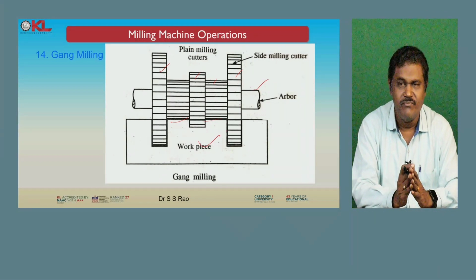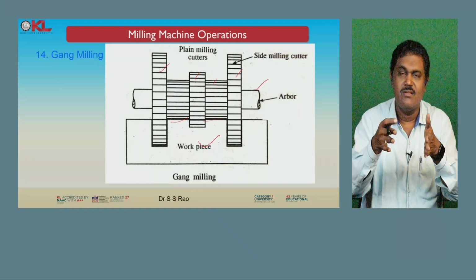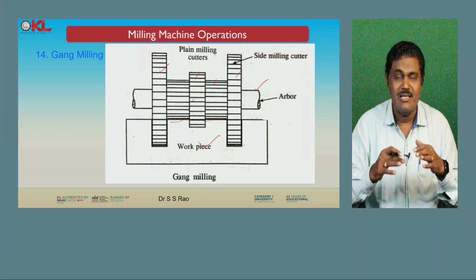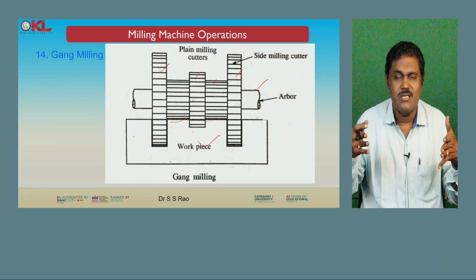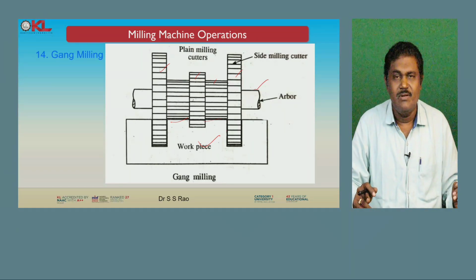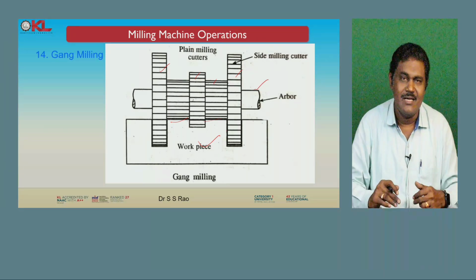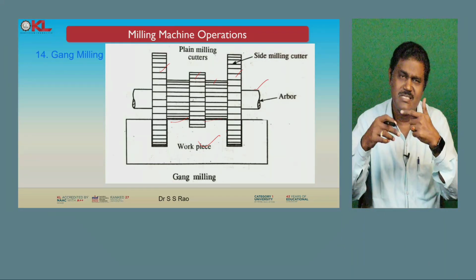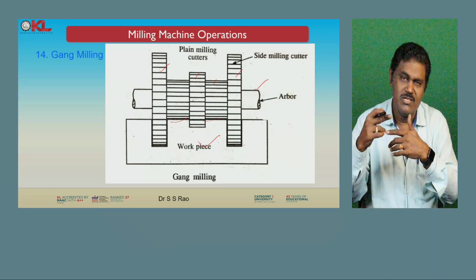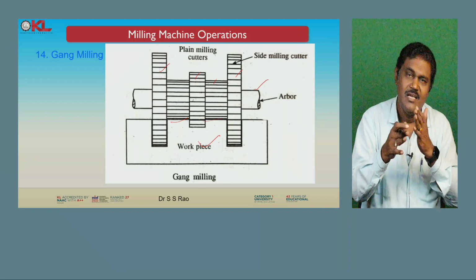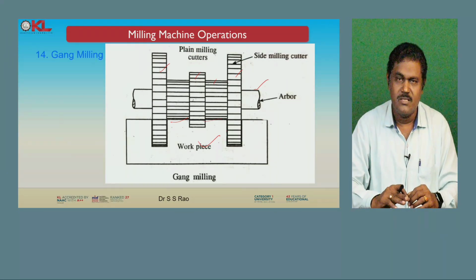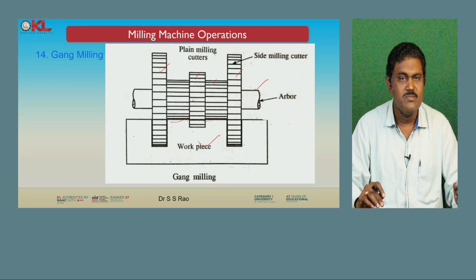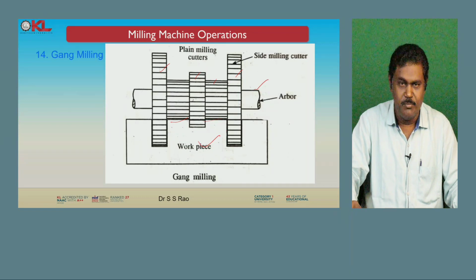All the operations can be performed by using the set of tools mounted on the arbor, and that type of milling operation is called gang milling. Gang itself means that a number of cutters are acting, so you can machine several faces at a time. If we used only a single milling cutter, a lot of time would be required, going to the next place after completing each operation. Instead of that, we use the gang milling setup, and at a time you can perform all the operations.